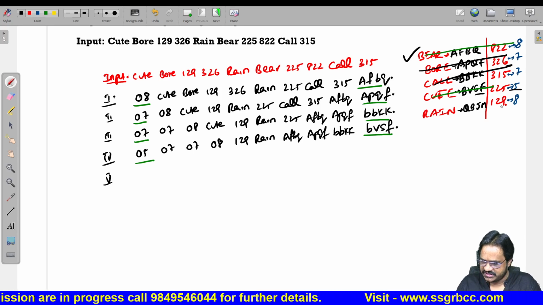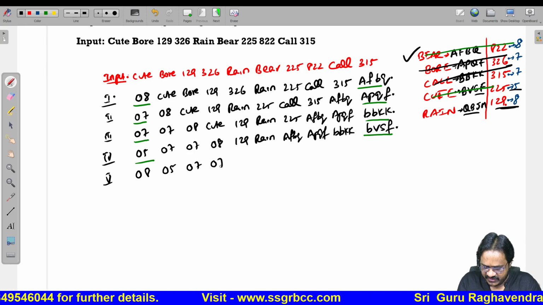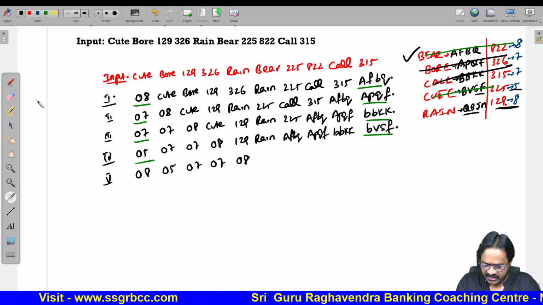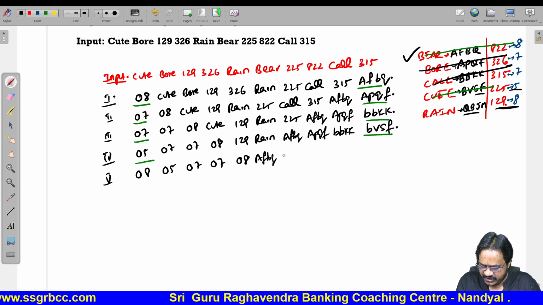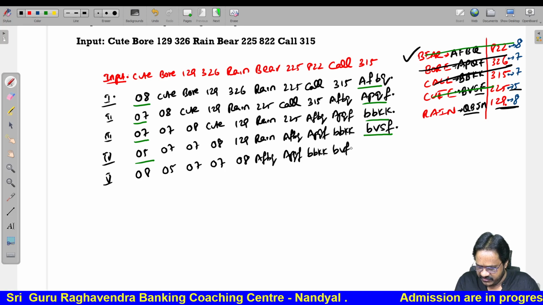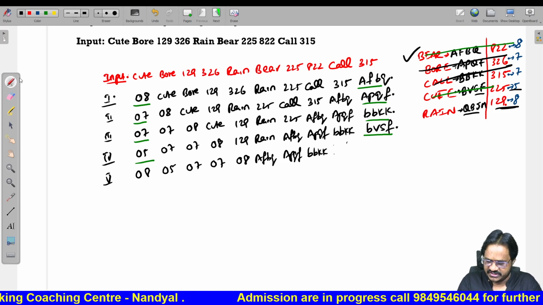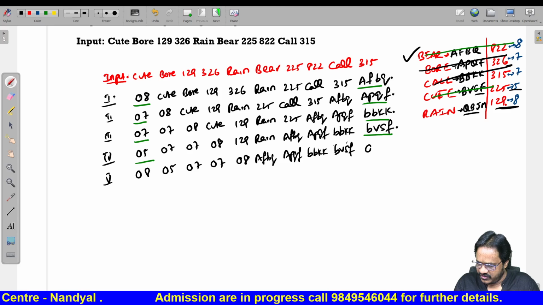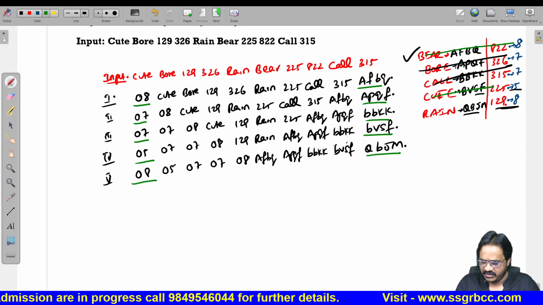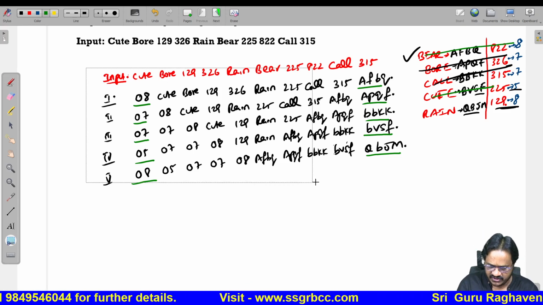Come to the last step. First we will get 8, then 5, then 7, then 7, then 8. Now don't write 129 and rain. Directly you can write AFBQ, APQF, double B double K, BVSF, followed by QBJM. So this is the last step. So finally we completed this one in 5 steps. Now based on this we should answer the given question.